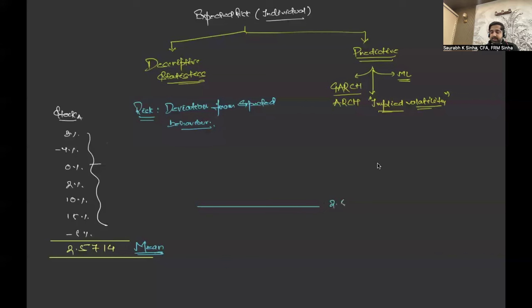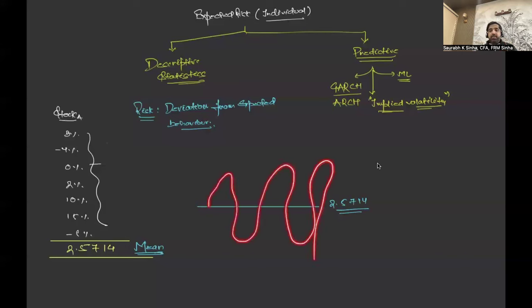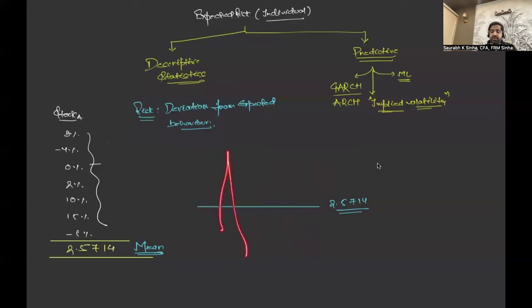Why is this my prediction? This is my prediction because that is the center of the data. That is the expected behavior of the data. But we also see that there is a risk involved in this stock. What is the risk? The deviation from the expected behavior. Now I want to calculate that deviation.